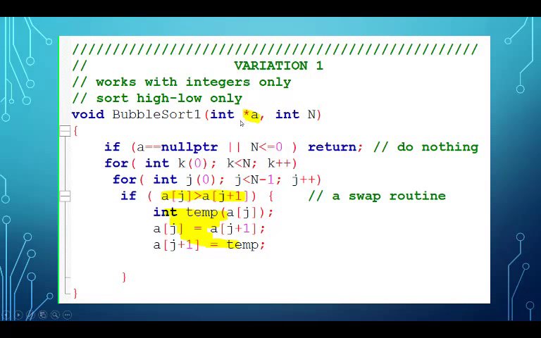Even though I'm sorting an array, I'm using a pointer to integers, and I call it A. So A will be a pointer to integers. How many integers? N integers. And I have a safeguard here that says if A is pointing to nothing, or N is less than or equal to 0, there's nothing to do, so return.